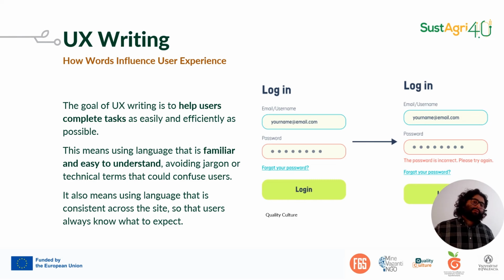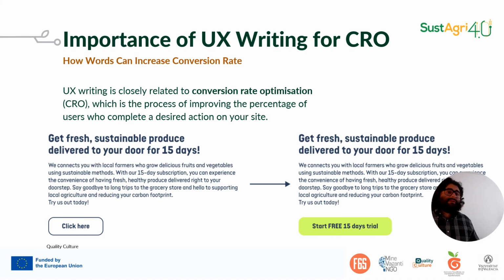Just imagine a color-blind or simply rushed user dealing with a form that does not display an error message like this. They will abandon the website in half a second. In this context, UX writing is essential for conversion rate optimization, which focuses on increasing the percentage of users who take the desired action on your site. By guiding users through the steps of the conversion funnel, good UX writing can improve the likelihood that they will complete the action you want them to, whether it's making a purchase or filling out a form.